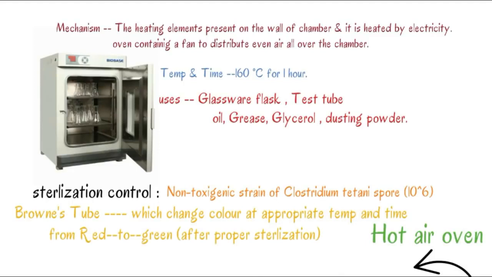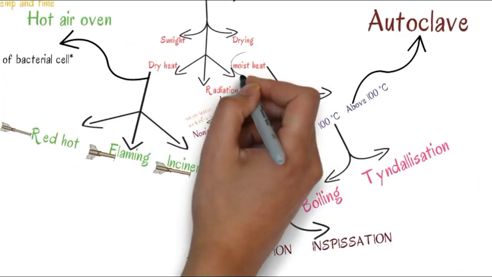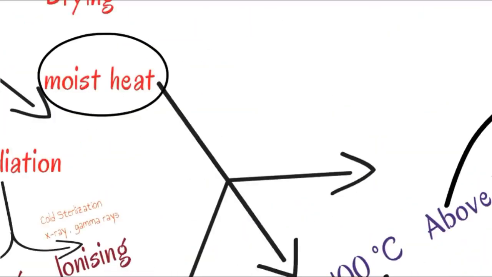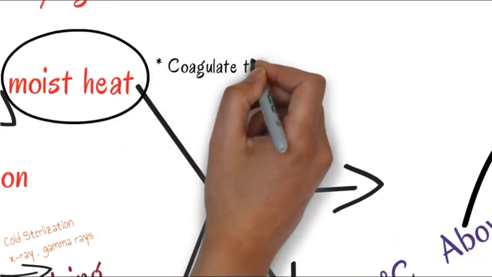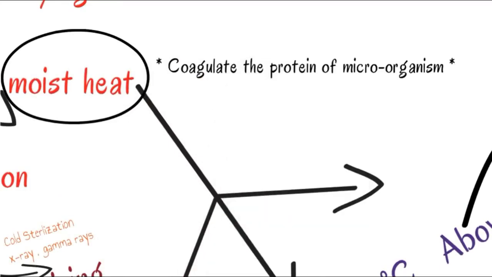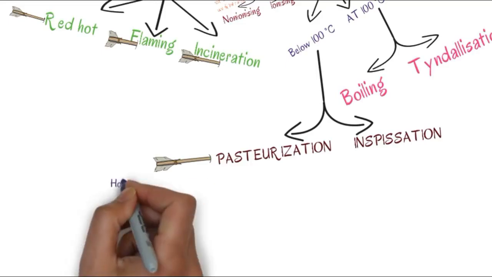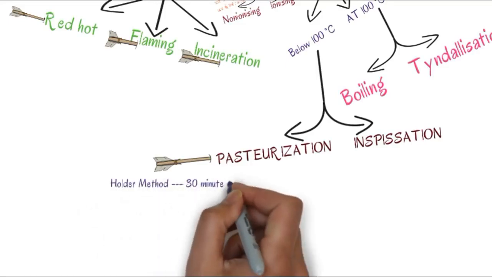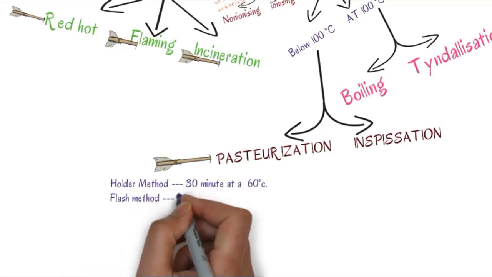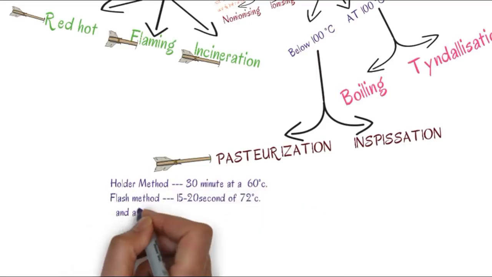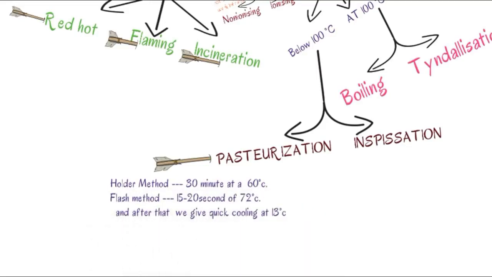Now we come to moist heat. The mechanism of moist heat is that it coagulates the proteins of the microorganism. In moist heat below 100 degrees Celsius we have pasteurization and inspissation. Both are very important, so remember them. In pasteurization we have two methods, the holder method and the flash method. In the holder method we hold for 30 minutes at 60 degrees Celsius. In the flash method we give just a flash of 5 to 20 seconds at 70 degrees Celsius. After it we give quick cooling to 30 degrees Celsius.